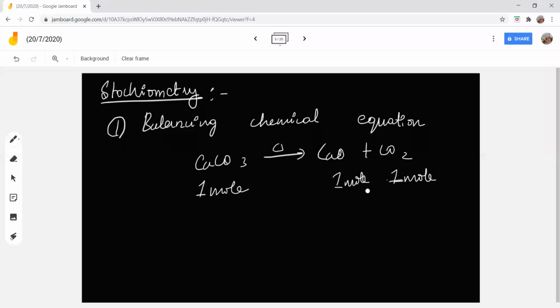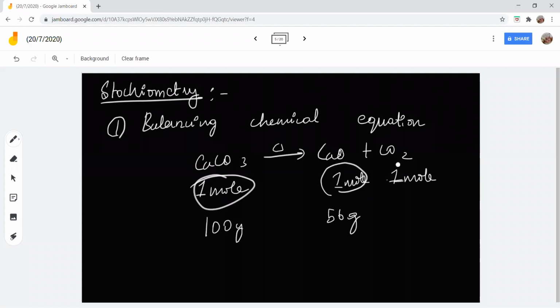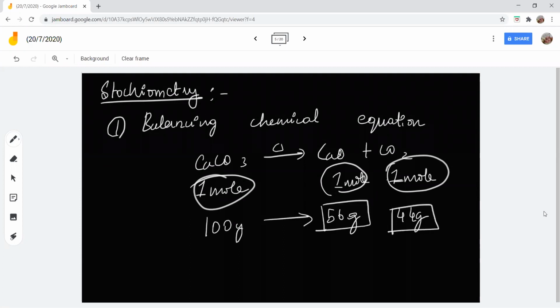Am I right? So the mass of 1 mole of calcium carbonate is 100 grams. 1 mole of calcium oxide is 56 grams. And 1 mole of carbon dioxide is 44 grams. So I could come to a conclusion that from 100 grams of calcium carbonate, I'm getting 56 grams of calcium oxide and 44 grams of carbon dioxide. You understand what I'm trying to say? That's all. So these are the details that you get.